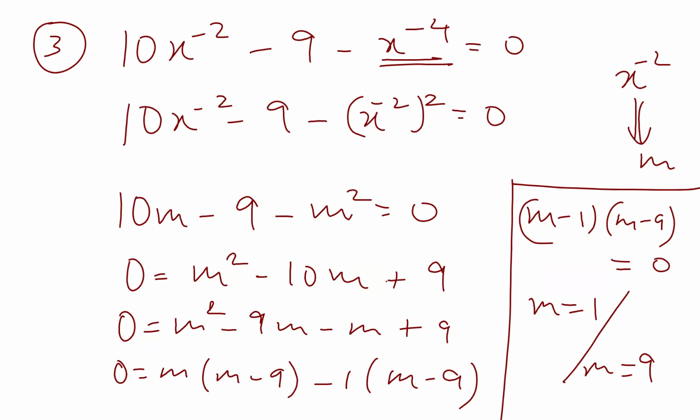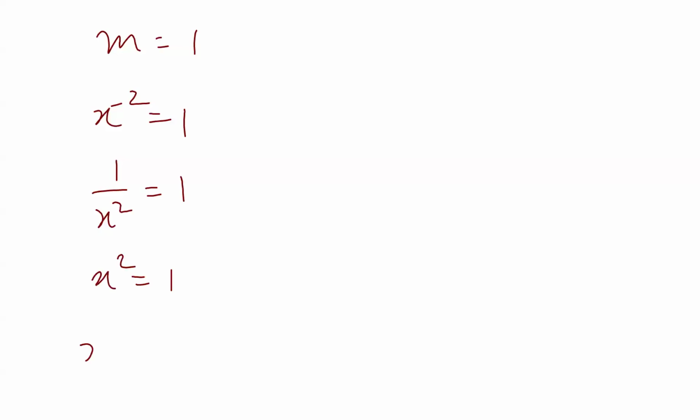Okay, so m is equal to 1, so x raised to -2 is equal to 1. So 1 upon x square is equal to 1, so x square equals 1. So x is equal to plus or minus 1.